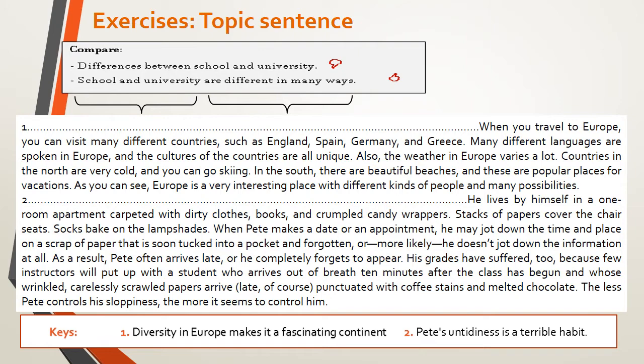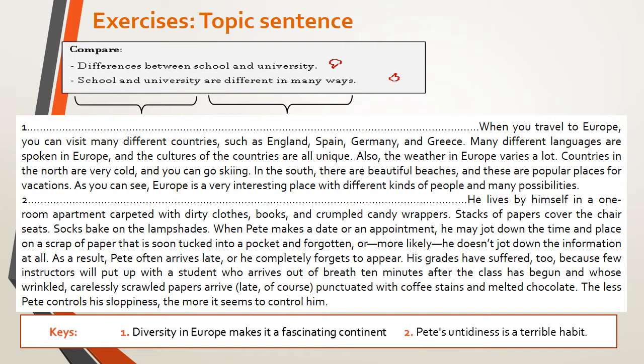When Petty makes a date or an appointment, he may jot down the time and place on a scrap of paper that is soon tucked into a pocket and forgotten. Or more likely, he doesn't jot down the information at all. Here we notice the name of the person who is being described and how he is an unorganized person. Then, as a result, Petty often arrives late or he completely forgets to appear.